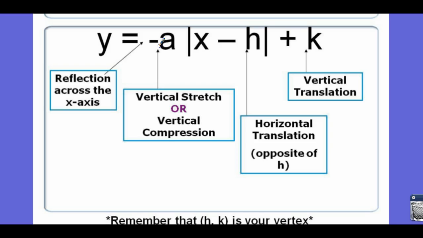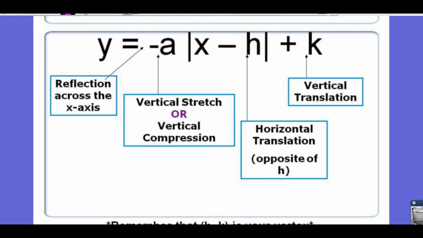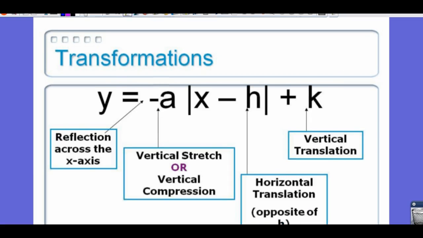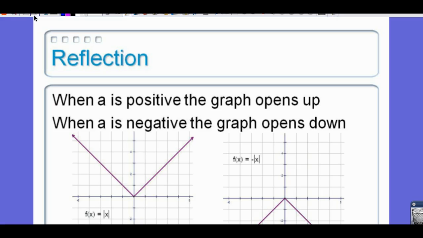So today, we are only focusing on the a values. We're only focusing on reflecting, stretching, and compressing. When a is positive, the graph opens up. When a is negative, the graph opens down.